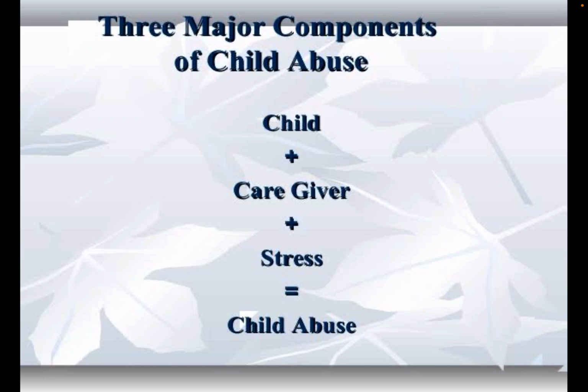There are three components of child abuse. A child should be there, and a caregiver. The caregiver, parents or guardian, may be depressed and under stress, and these factors lead to child abuse.